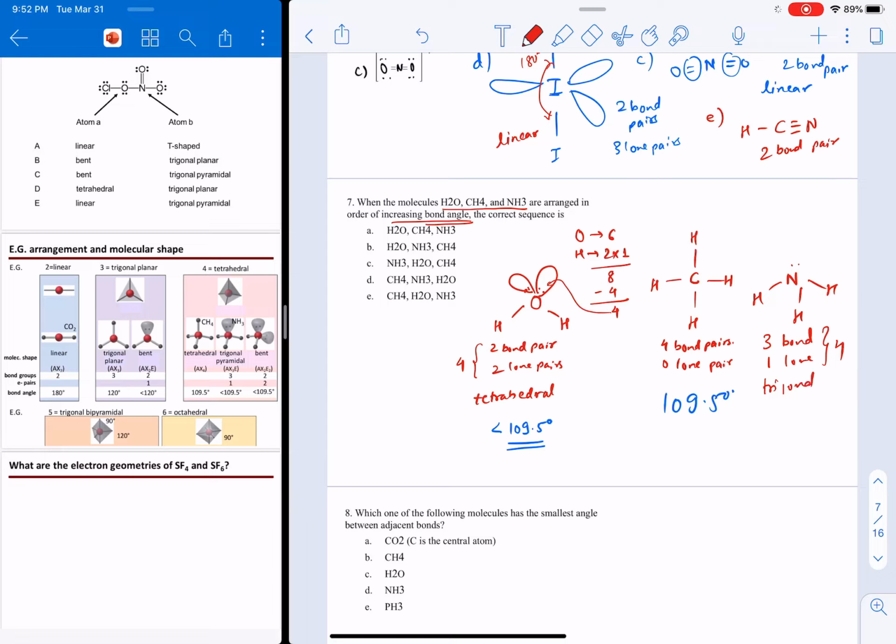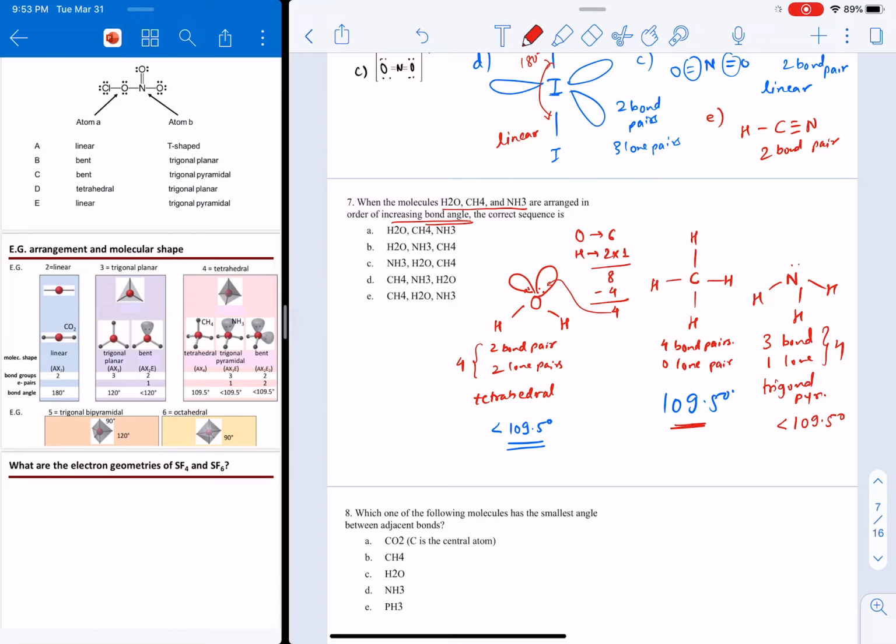trigonal pyramidal. Okay, and the angle is still 109.5 degrees. Now you definitely know that this angle is highest because the other two are less than 109.5. So you can say that CH4 would be the first. You will say that CH4 is something which will be having the highest angle.